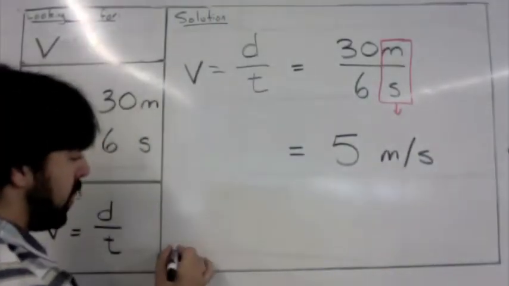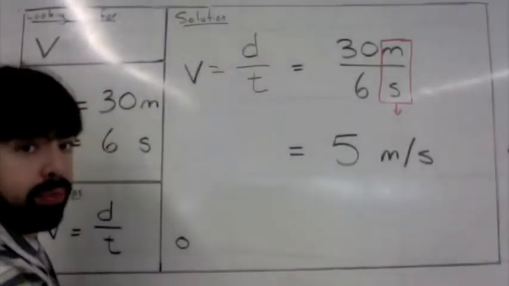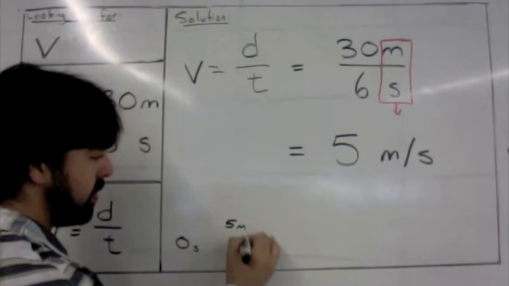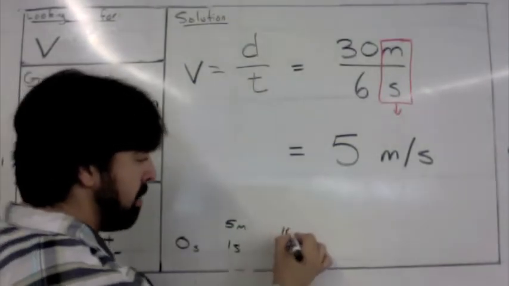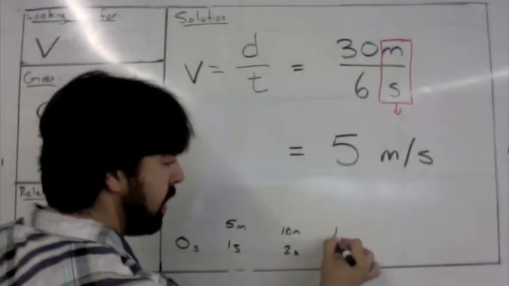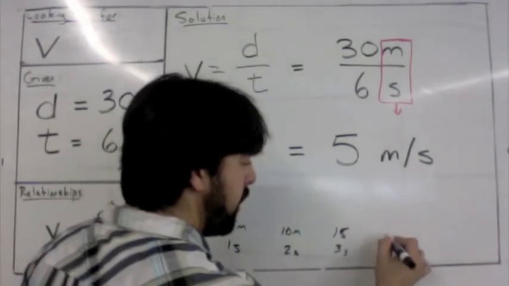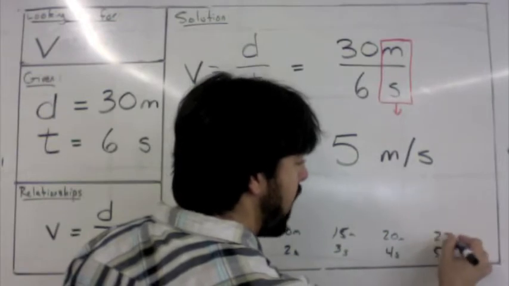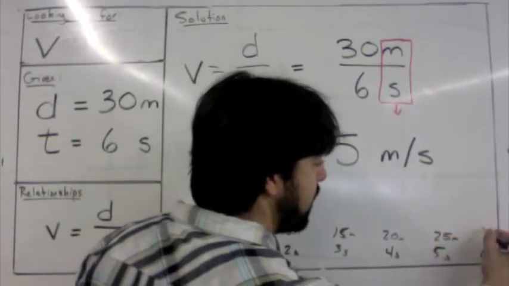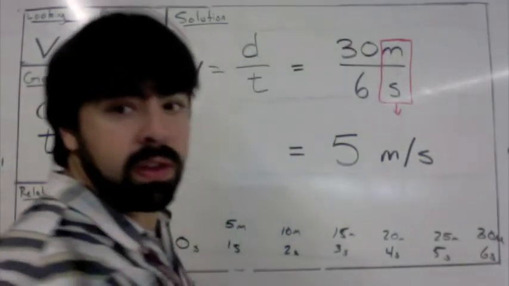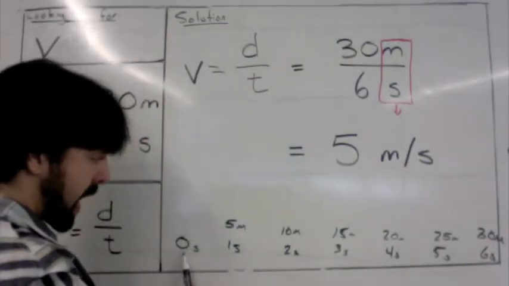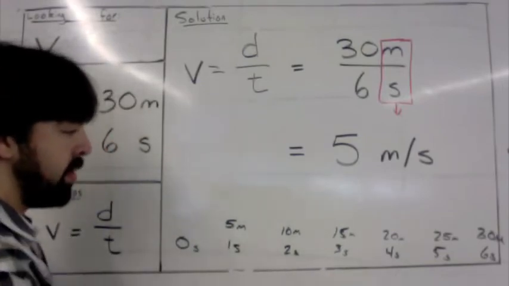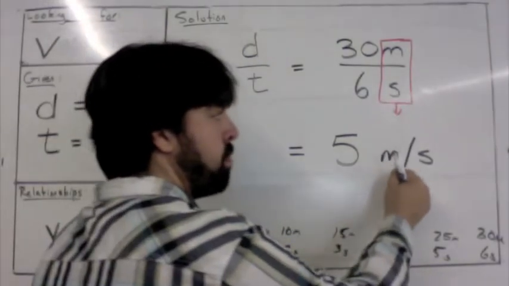At time 0, he didn't move. By the time it reached 1 second, 5 meters. 2 seconds, 10 meters. 3, 15, 4, 20, 5, 25, and 6 seconds, 30 meters. So it makes sense. Every single second that ticks by, 5 meters of distance were traveled. That's why we say 5 meters per second.